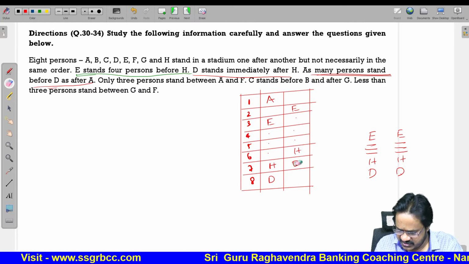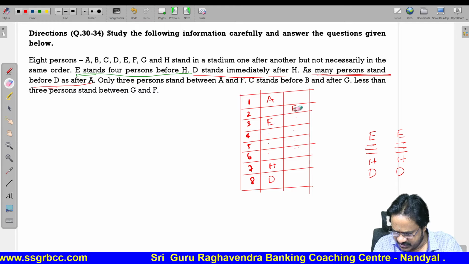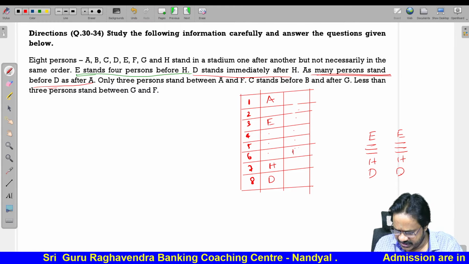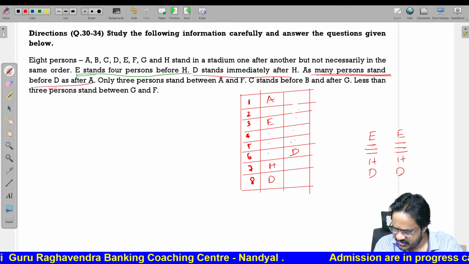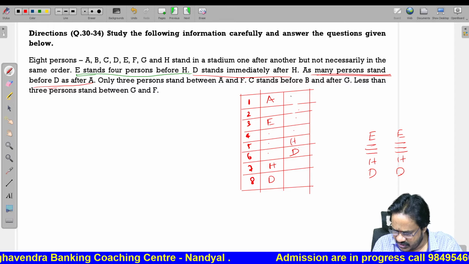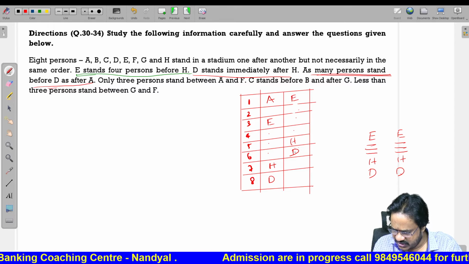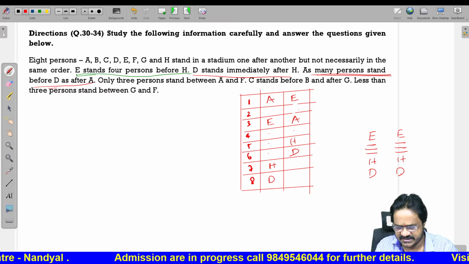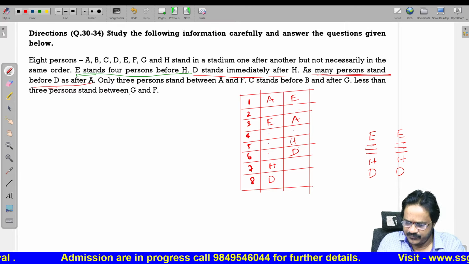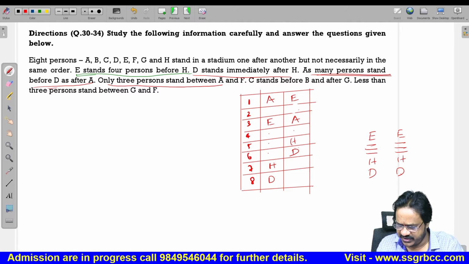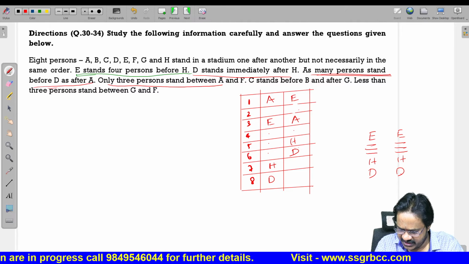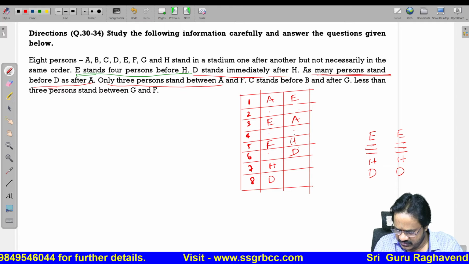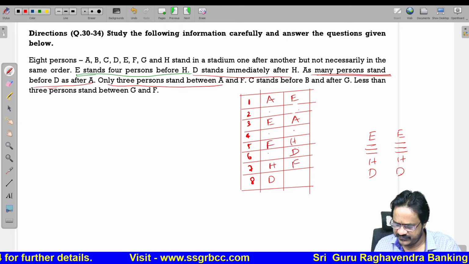Now, if I take any other possibility, so here if I take D, H, 1, 2, 3, E. So the third place from last is D, the third place from first should be A. This is correct. Then there are only 3 persons between A and F. Between A and F, 3 persons. 1, 2, 3, F.